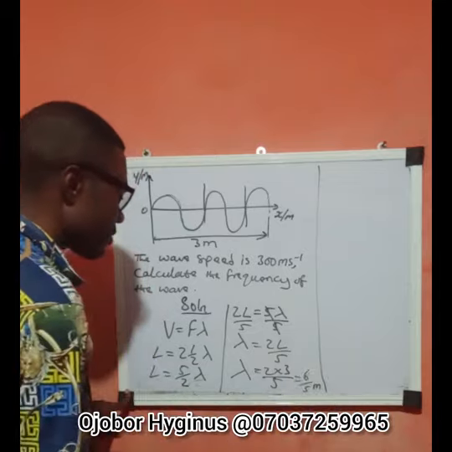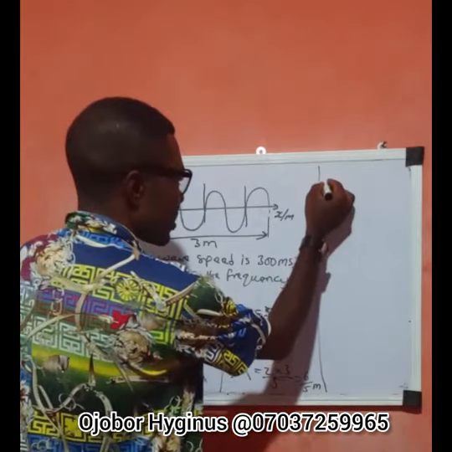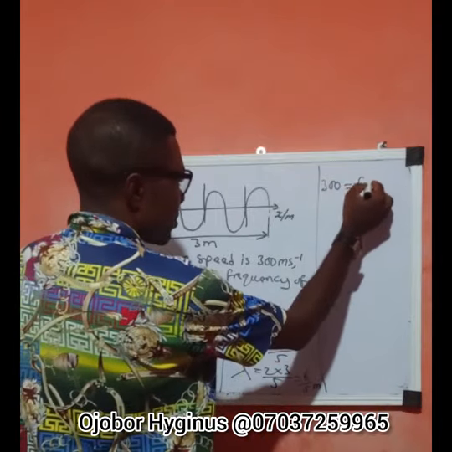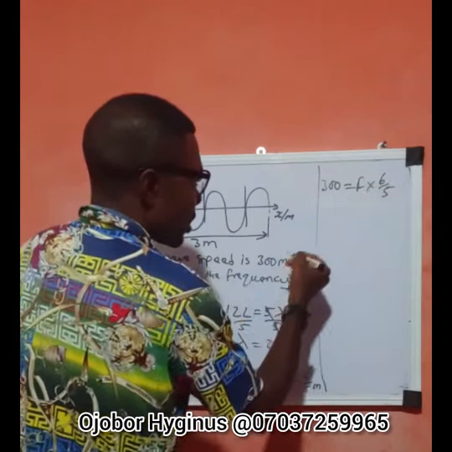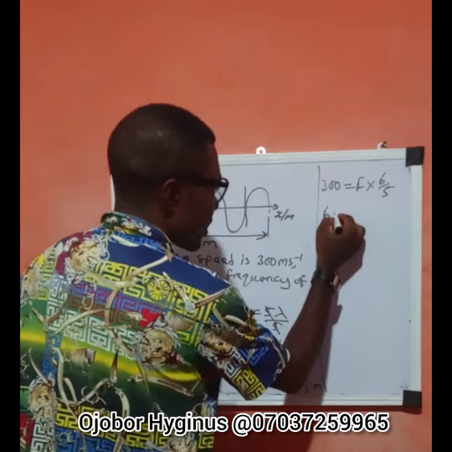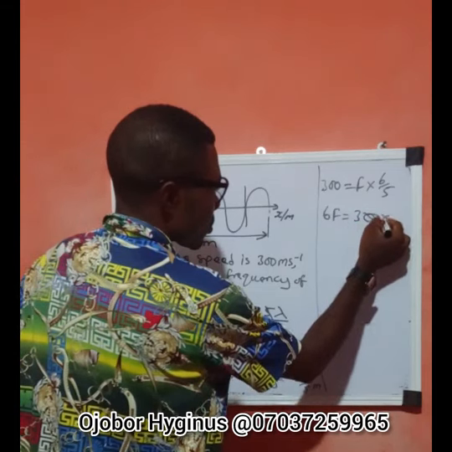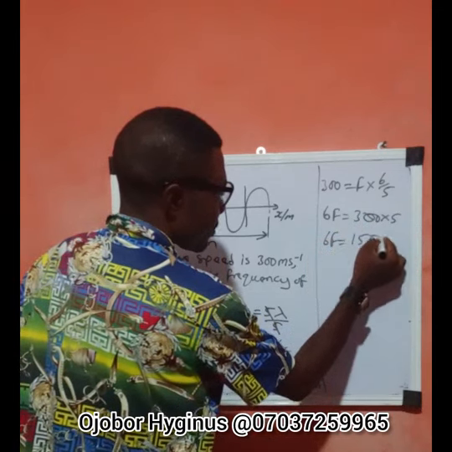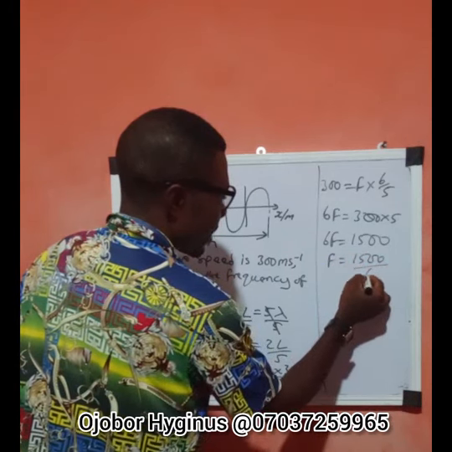If the wavelength is 6 over 5 meters, what will be the frequency? The speed is equal to f lambda, and speed is 300 meters per second. So we have 300 is equal to f times the wavelength, which is 6 over 5. If that is the case, when we cross multiply here, we'll have that 6f equals 5 times 300. So 6f equals 1,500.